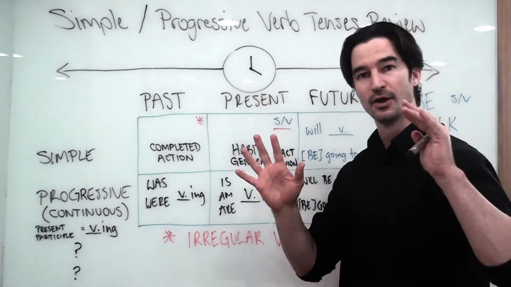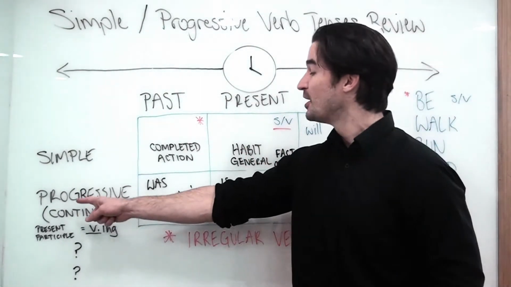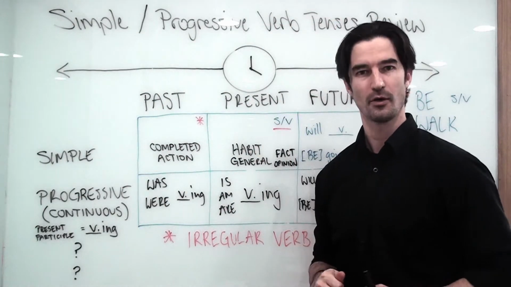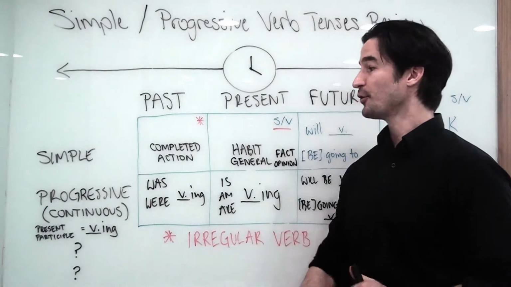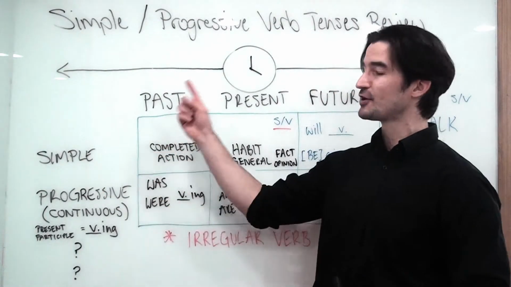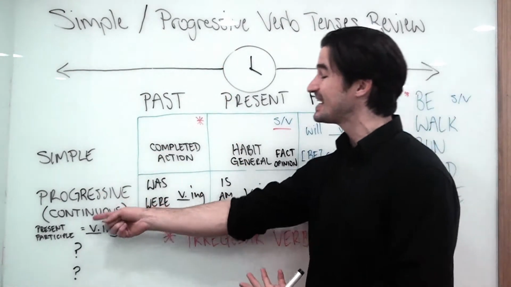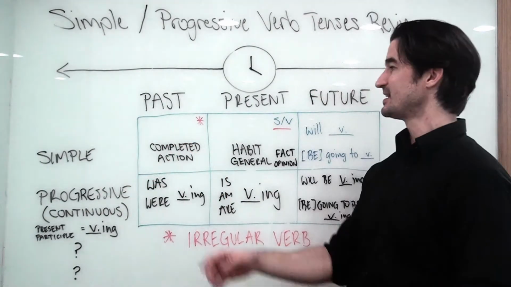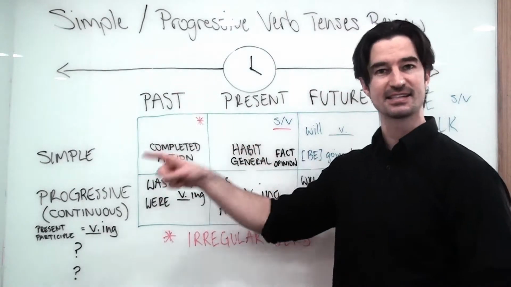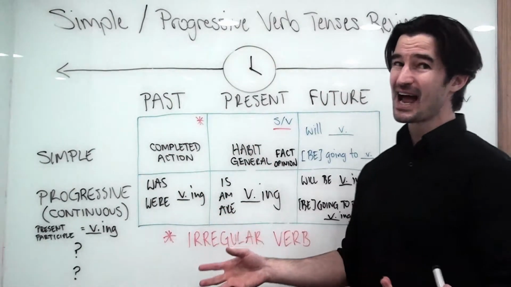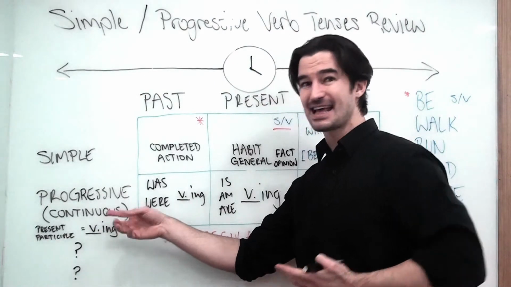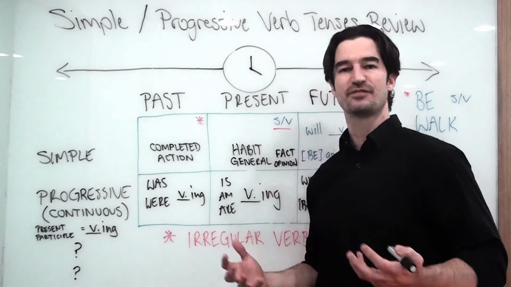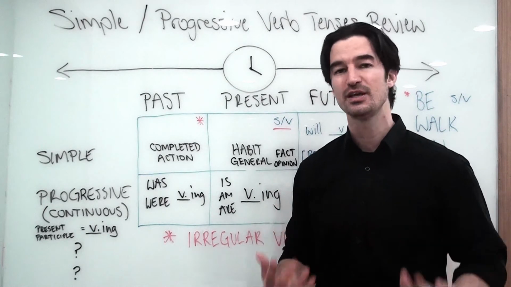So, we're starting with our progressive verb tenses review. Welcome. First thing you need to know, the progressive verb tenses can also be called the continuous verb tenses. Those essentially mean the same thing. You might hear the past progressive or the past continuous. Sometimes it might be easier to think about it as the continuous verb tenses because that tells you what these verb tenses do or why we use them.